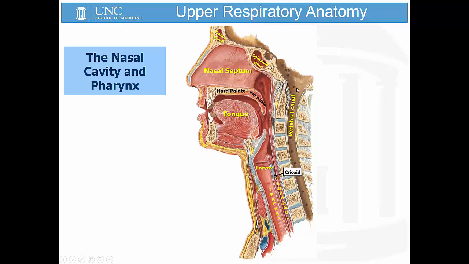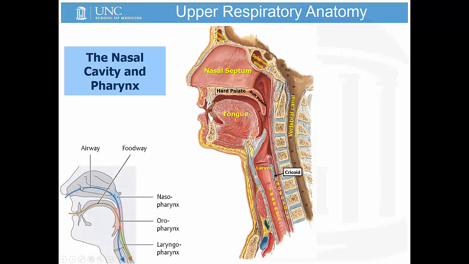cord rests. The pharynx is a fibromuscular tube that extends from the base of the skull to the inferior aspect of the cricoid cartilage. Our pharynx serves to transmit air from the nasal cavity down into the larynx and trachea, and food from the oral cavity down into the esophagus.